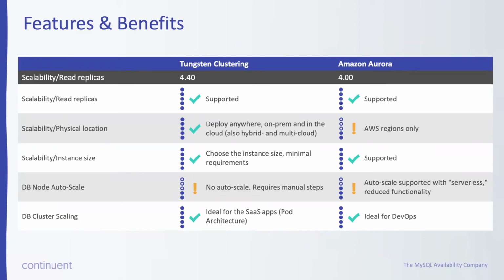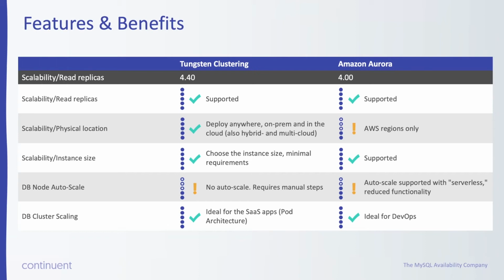Now, physical location. Let's suppose you wanted a hybrid deployment or a multi-cloud where you didn't want to be locked into one particular provider. Tungsten Clustering deploys anywhere. Whether you want to do on-prem, virtualization, or any cloud, if you're geo-deployed, hybrid cloud, multi-cloud, fully supported. Aurora supports the cloud, but basically just Amazon, obviously. So it's quite limited in that respect, and you'll be locked into Amazon.